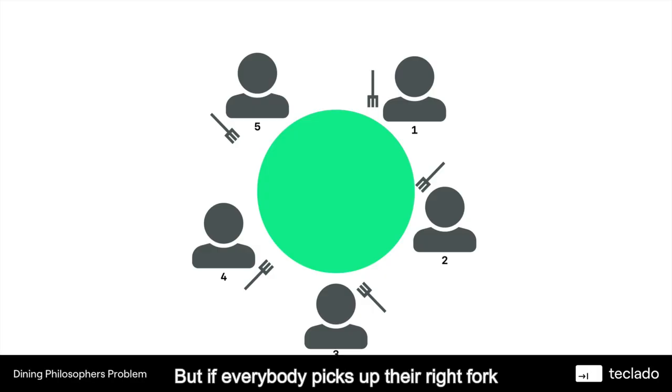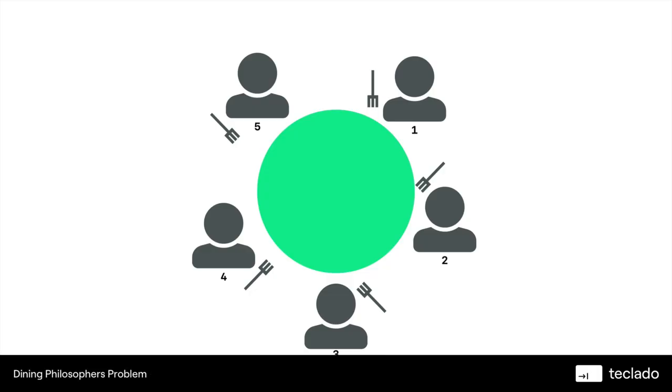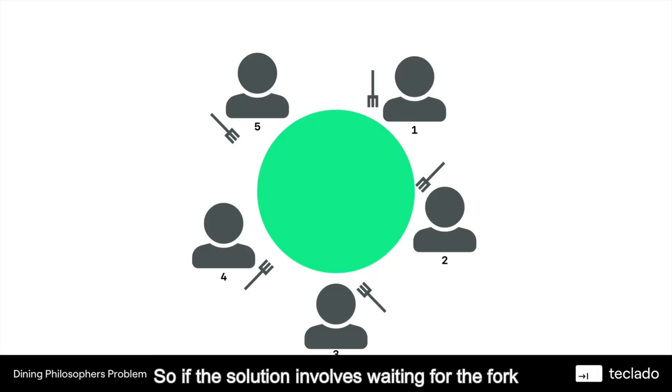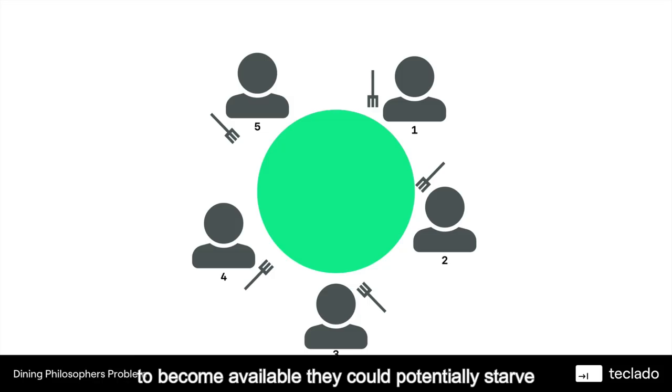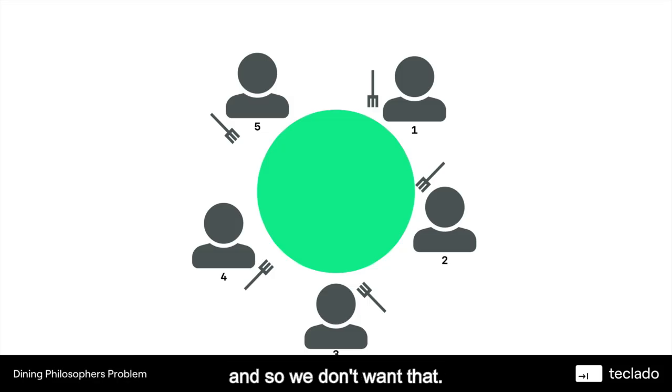But if everybody picks up their right fork, and then they're going to wait for the left fork to become available, they could be waiting for a long time, because every philosopher is also waiting for the other fork to become available. None of them releases their fork, so they all end up starving, waiting for the other fork to become available. So if the solution involves waiting for the fork to become available, they could potentially starve. So we don't want that.